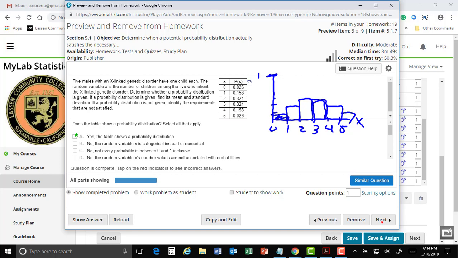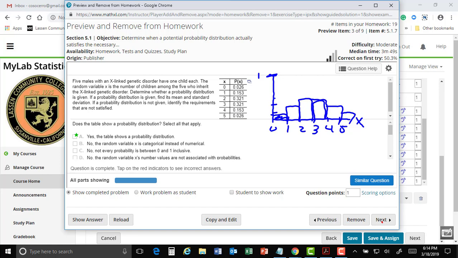If the probability distribution is not given, identify the requirements. So we should add to see if this comes up to 1, really test to see if it adds up. And if it does, that's a good sign of a distribution, right? None of them are negative, so it falls into the definition of allowable distributions.